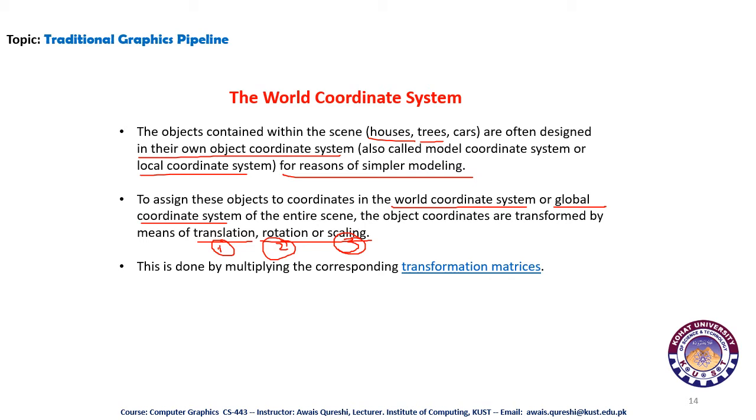These are the concepts relevant to your linear algebra course knowledge, and this is done by multiplying the corresponding transformation matrices, because all transformations are done with the help of these transformation matrices. So the term matrix is very important when we are playing with graphics in the graphics pipeline, because we are playing with different objects. That object could be a 2D object or a 3D object, and we are moving or changing those objects with the help of these three transformation steps: translation, rotation, and scaling.